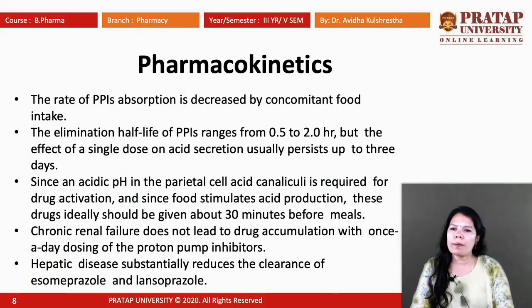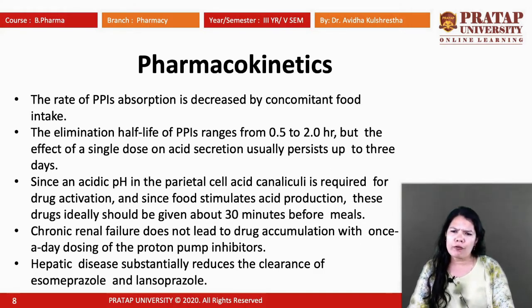Pharmacokinetics: the rate of PPI absorption is decreased by concomitant food intake. Whenever we are taking foods which create acidity in the stomach, the rate of PPI absorption decreases. What does this mean? If we are consuming PPI and the food is regularly increasing the rate of protons, then the absorption capacity of PPI decreases.